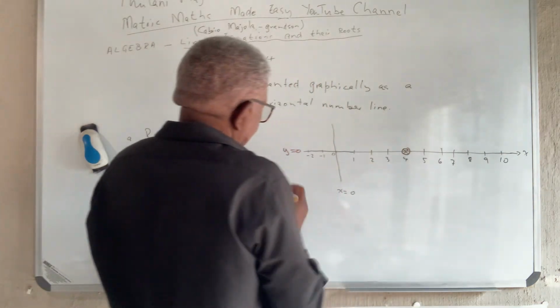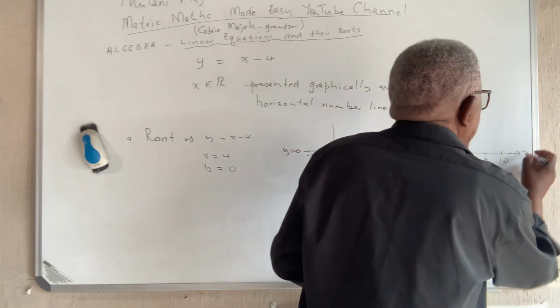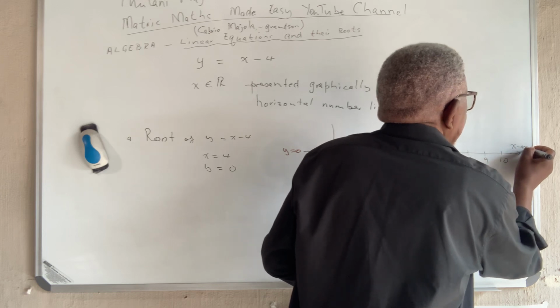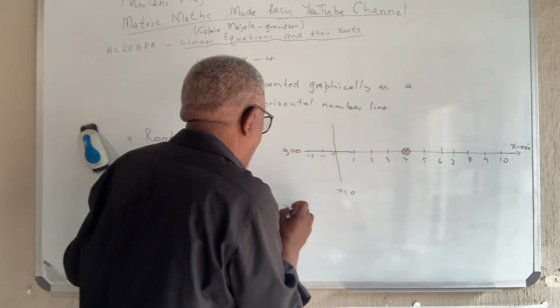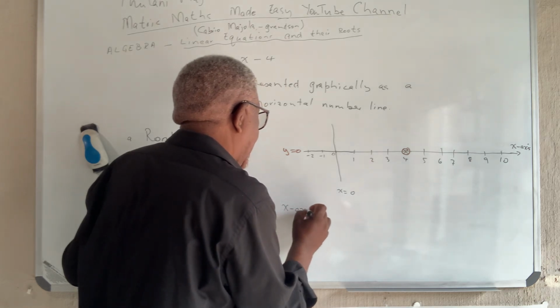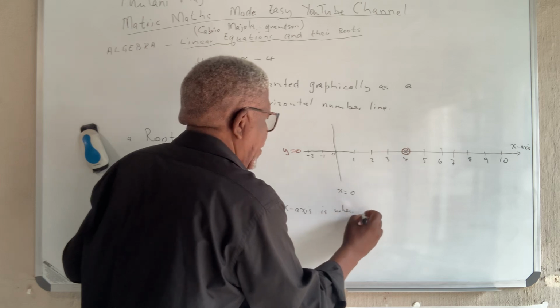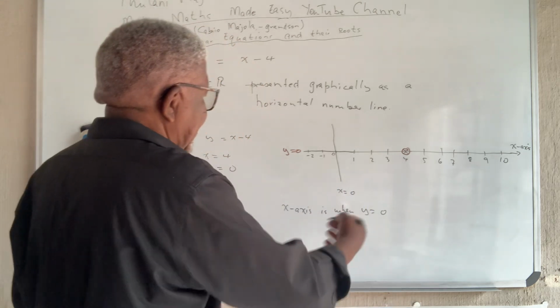So now we have introduced the x-axis. It's a new name. We now call this the x-axis. The x-axis is when y equals 0. So y equals 0 represents the x-axis.